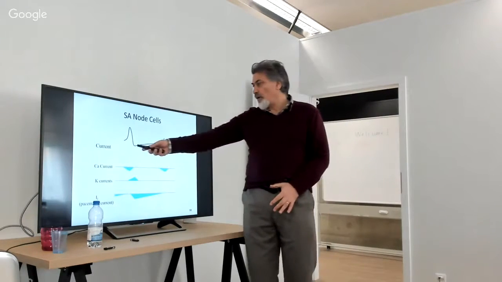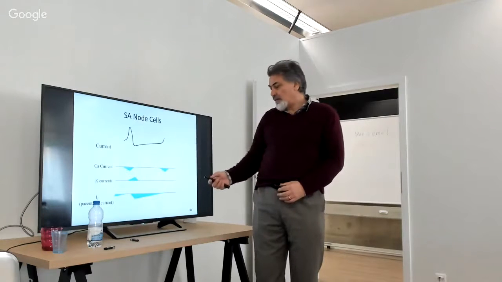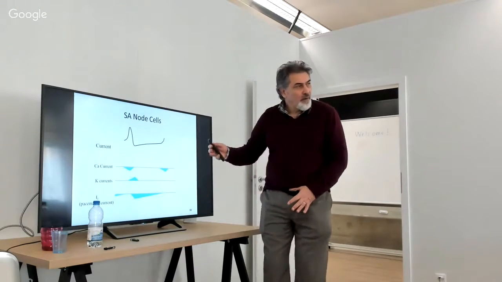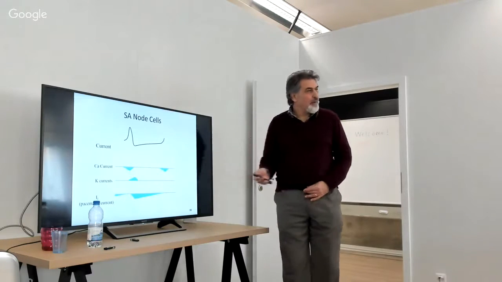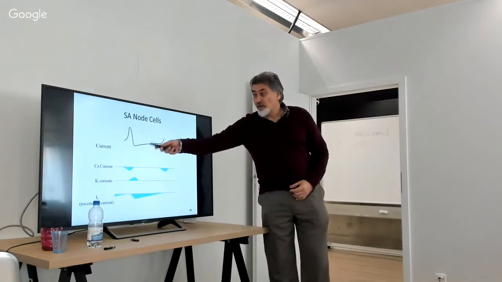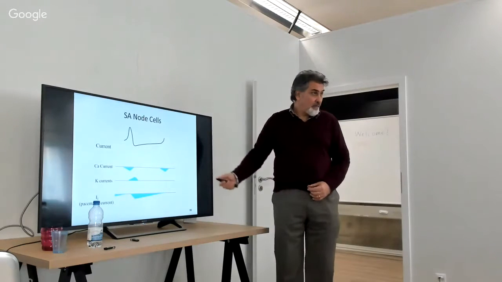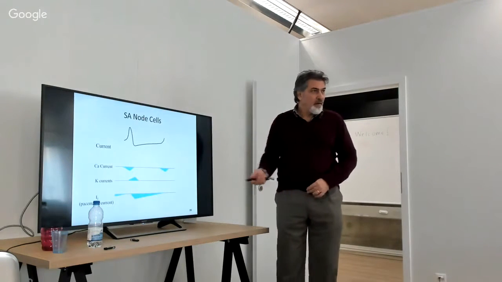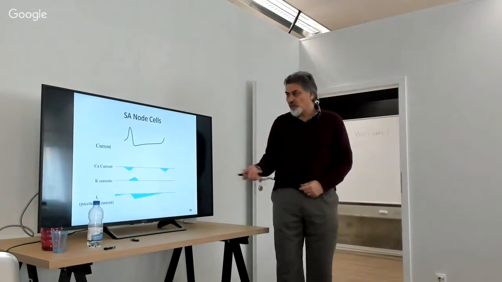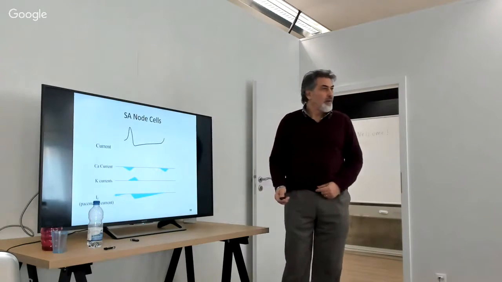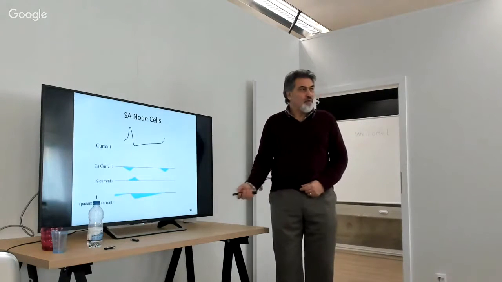Okay, and so slowly the prepotential goes up and up and up, until there is also a contribution of transient calcium channels that are not reported here, but there is also this contribution. And then here are L-type calcium channels.